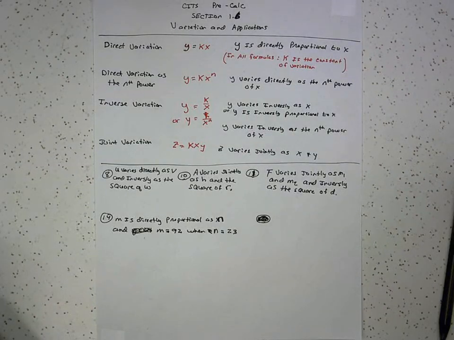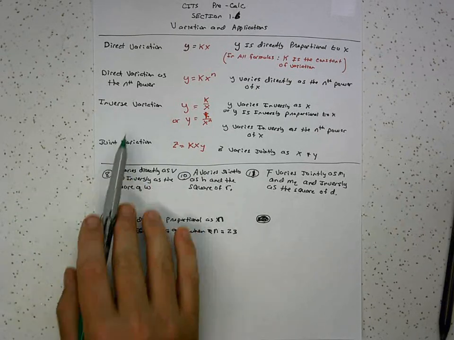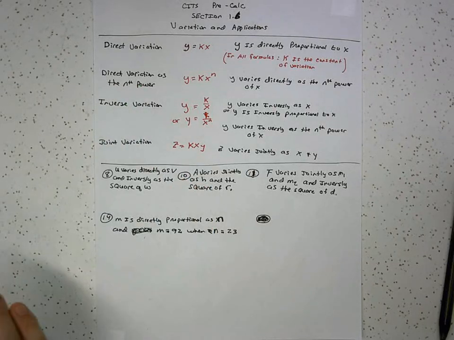CITS section 1.6 is on variation and applications. Now we have direct variation, which we've all worked with, and inverse variation. This is just a little tweak on it where they add the joint variation and the variation as the nth power. Just a quick review for you.